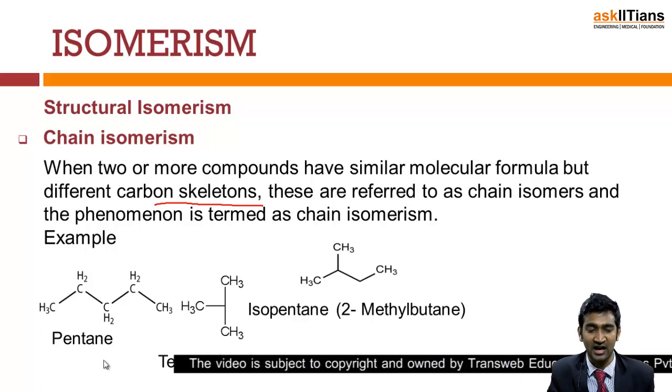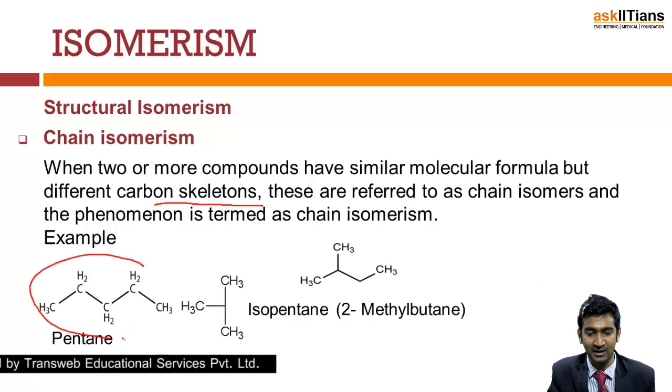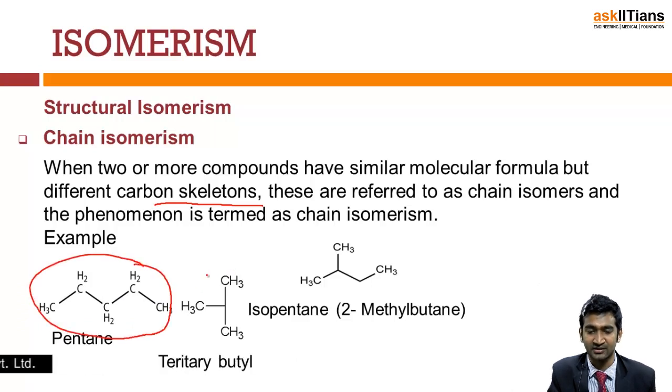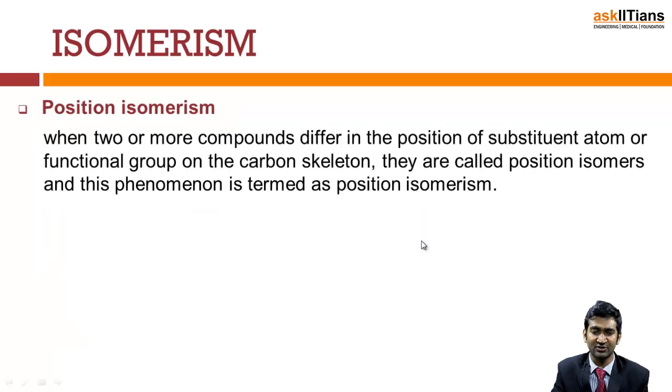You can see that the carbon skeleton changed. Here you have a different carbon skeleton, here something different, here also something different, but the formula is the same. Molecular formula is the same. It's of pentane, right? C5H12. You can check the number of carbon and hydrogen atoms. So this is what I mean by chain isomerism.